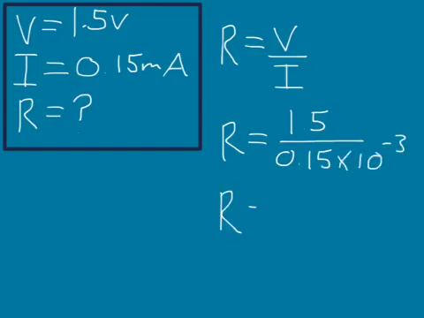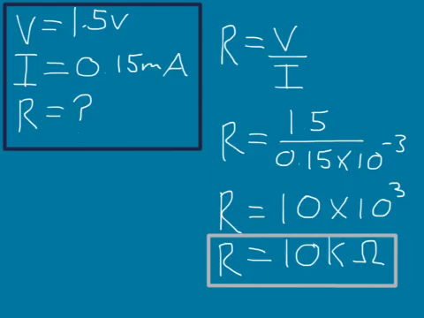Substituting in the values, we see that R is equal to 1.5 divided by 0.15 times 10 to the minus 3, and as a result we end up with the resistance equaling 10 times 10 to the 3. If we put this in standard form, R is 10 kiloohms.